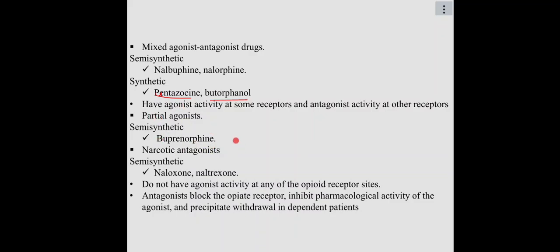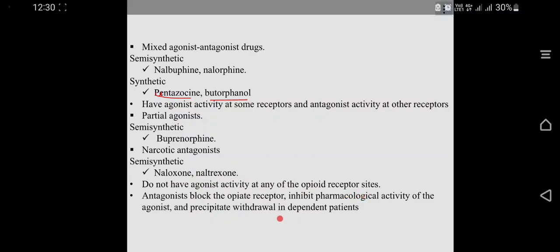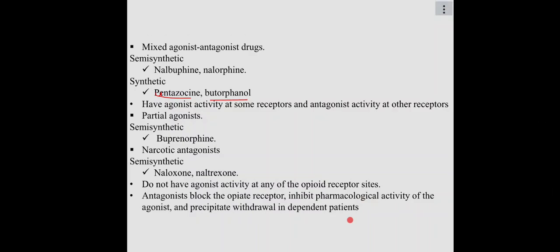As I have said, not really cast in stone. Sometimes you find that butorphanol in some of the books could be classified as a partial agonist. Semi-synthetic narcotic analgesics, again: we have the pure antagonists, which we have just looked at, naloxone, naltrexone, and nalmefene, and they do not have agonist activity at any of the opioid receptor sites. They block the opioid receptor, inhibit the pharmacological activity of the agonist, and precipitate withdrawal in dependent patients. So they precipitate withdrawal in dependent patients, and therefore they are completely antagonists.